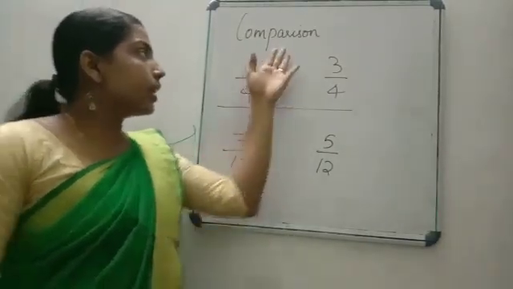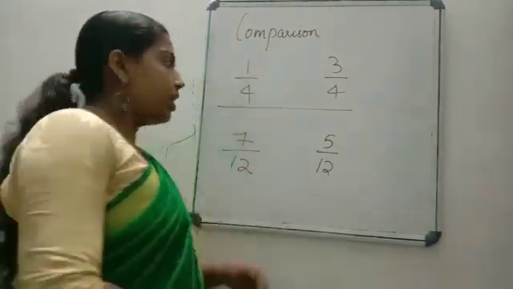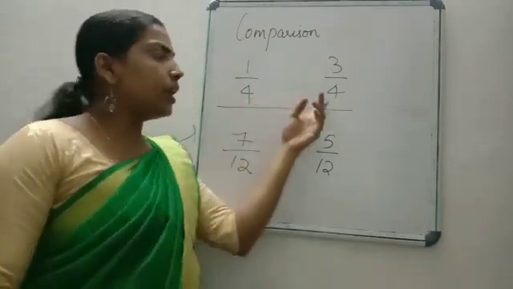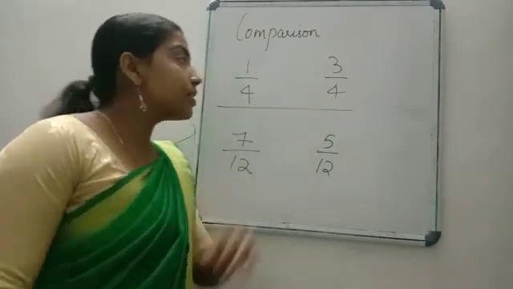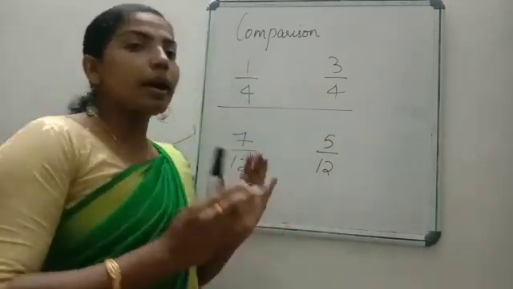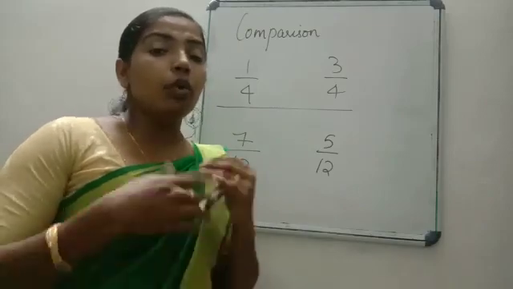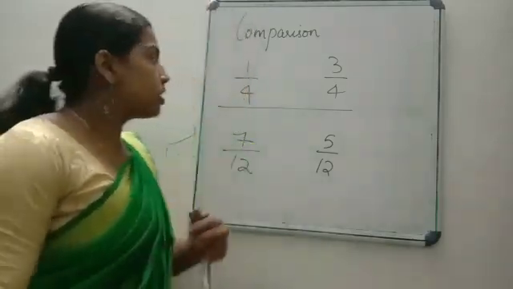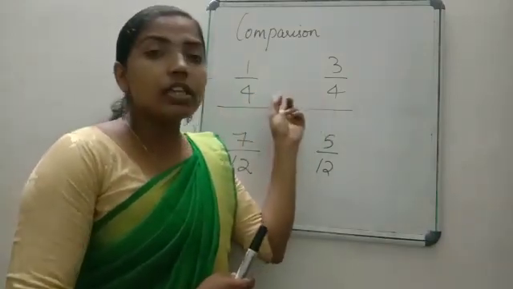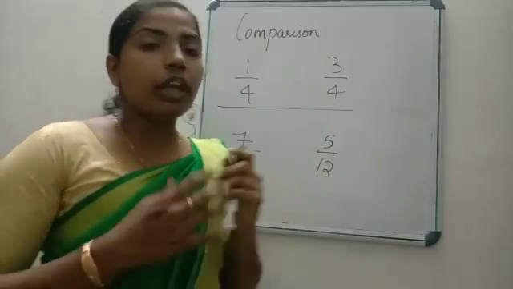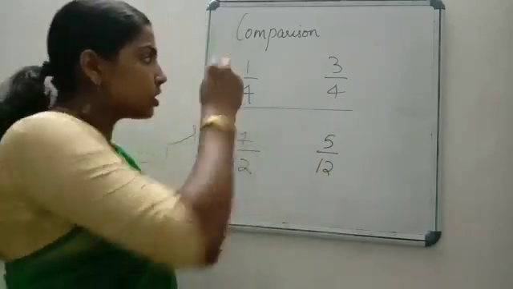Next we are going to see the comparison of fractions. See, 1 by 4 and 3 by 4. Here the denominators are same, so we can say that these are like fractions. Now we are going to compare these two fractions. That means you are going to find which is the greater fraction or which is the smaller fraction. If the fractions are like, that means if the denominators are same, how can we find which is greater? Just go through the numerator.